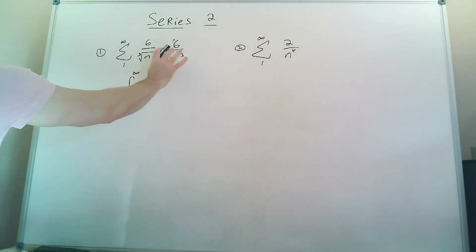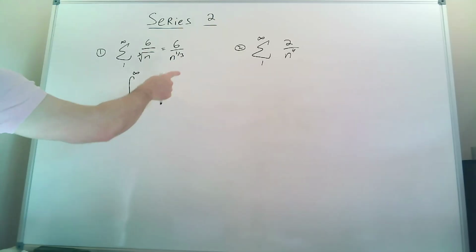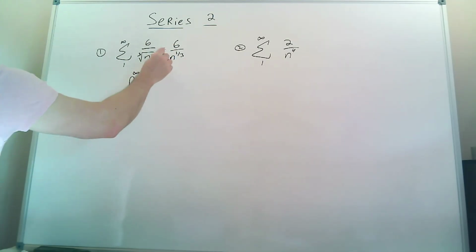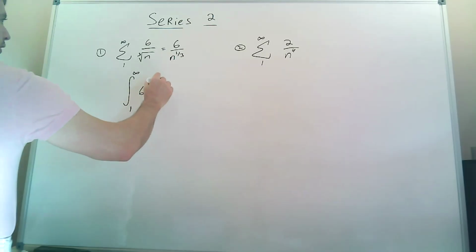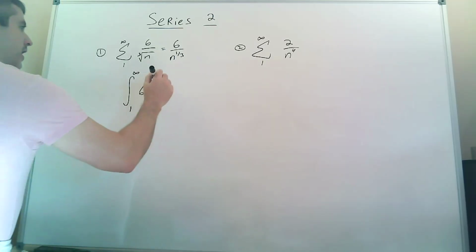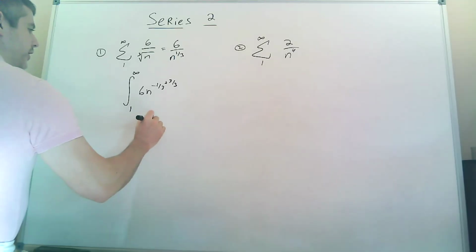This is my sequence, right? This is my list of numbers. The series is the sum. The sequence is the list of numbers. So I'm going to integrate this. Now, I don't want it like that. I want to put it in the correct form. If I'm going to do my integral, my antiderivative, I have to write it like this. Now, I'm going to add 1 to the power. So you're going to get n to the 2/3.